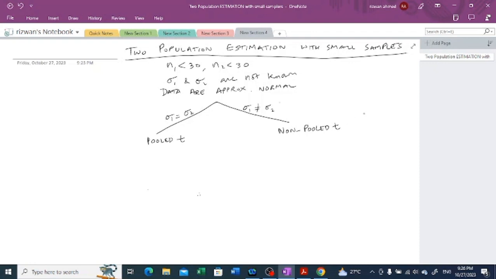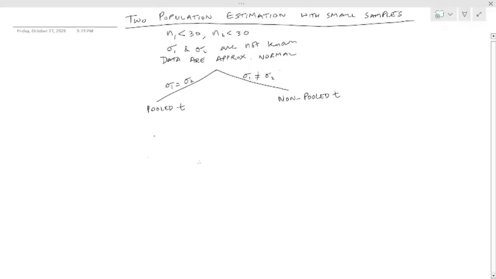Now you can see the equality or inequality of variance is a prerequisite to make a choice between the given two approaches. Therefore, we need to first look for the relationship between the two population variances. And for this purpose, we need another distribution that we call F.